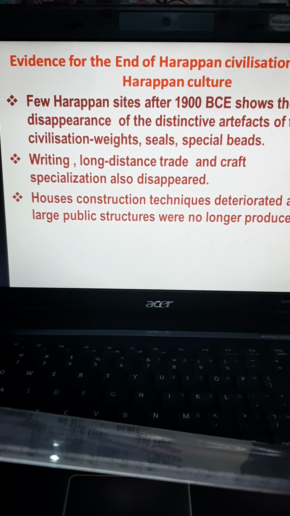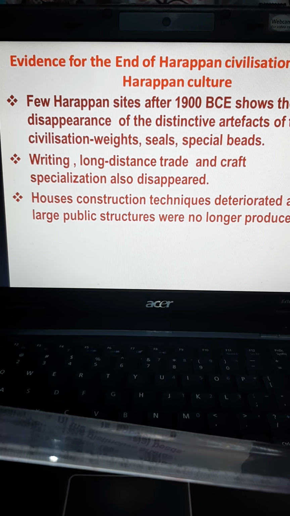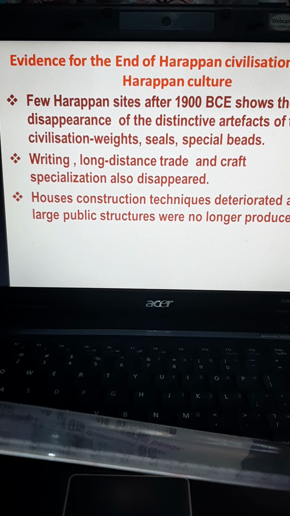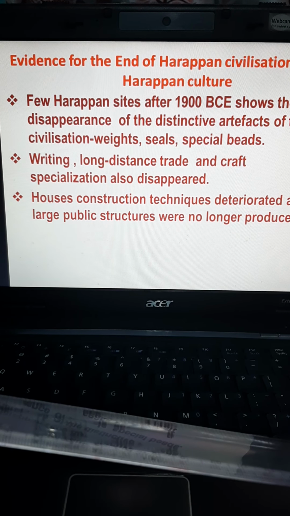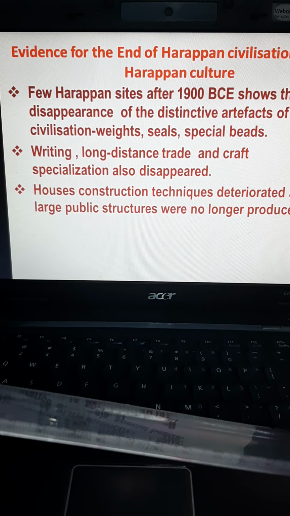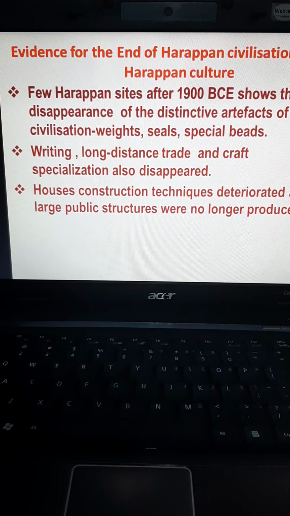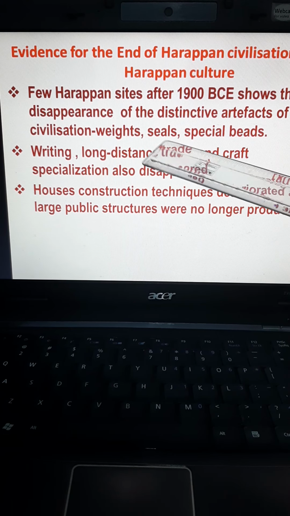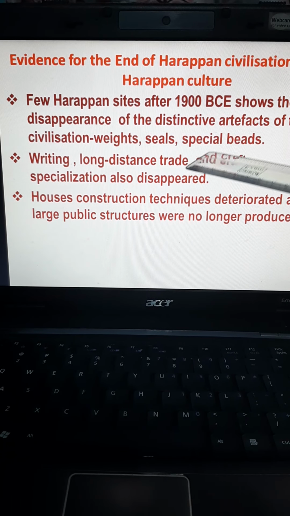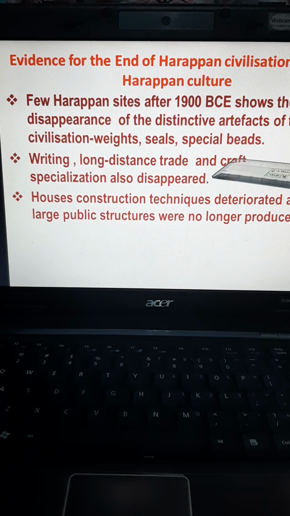Okay, now a few Harappan sites were also there. Some sites were there after 1900 BC, when the distinctive artifacts started to disappear. Some Harappan sites had distinctive artifacts, making seals, weights, special beads. They were manufacturing these things. After 1900 BC, what has been seen is that they slowly disappeared. That means they were not found in large numbers. It became very less, or we can say none at all.